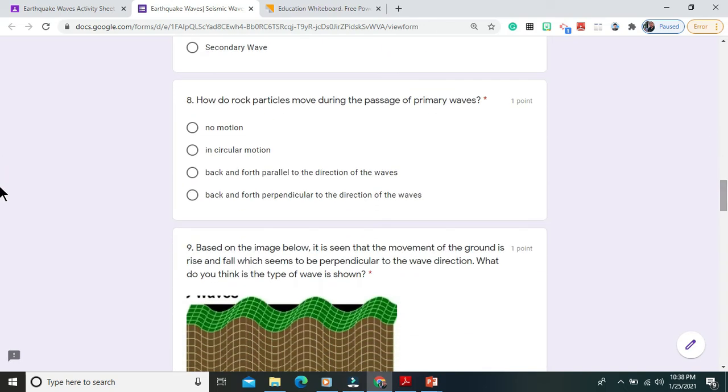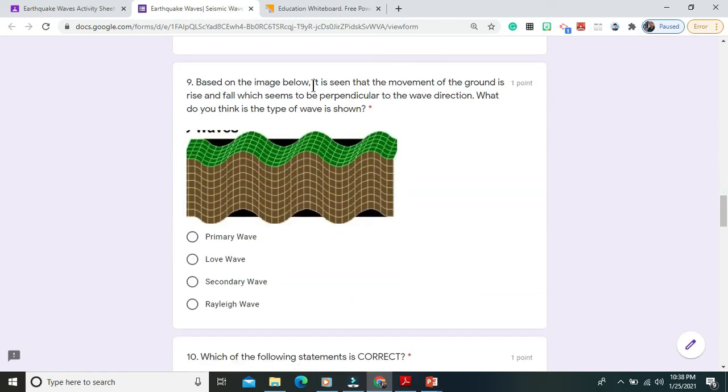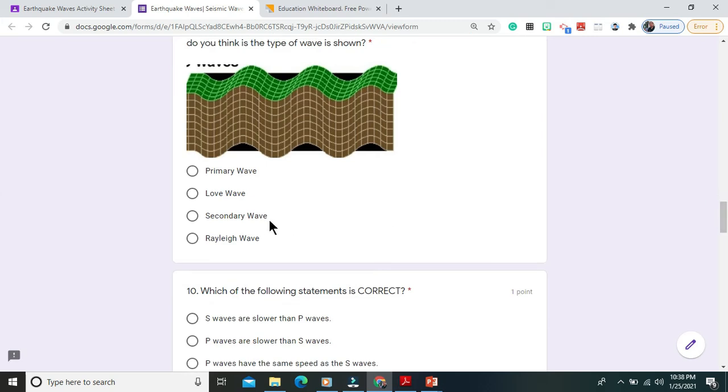Question number 8. How do rock particles move during the passage of primary waves? The correct answer is back and forth perpendicular to the direction of the waves. Question number 9. Based on the image below, it is seen that the movement of the ground is rise and fall, which seems to be perpendicular to the wave direction. What do you think is the type of wave shown? The correct answer is secondary wave.